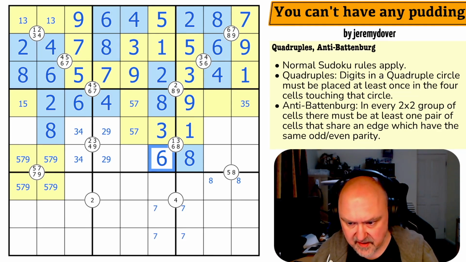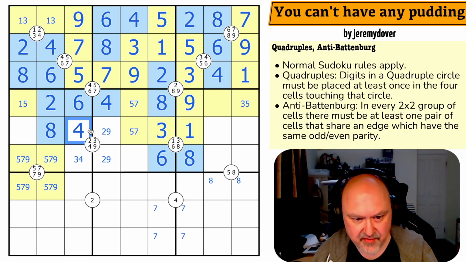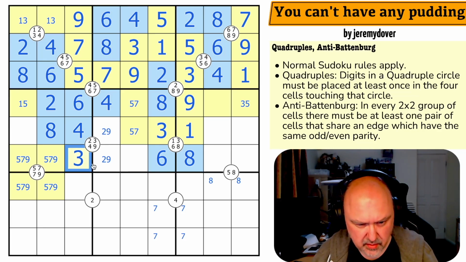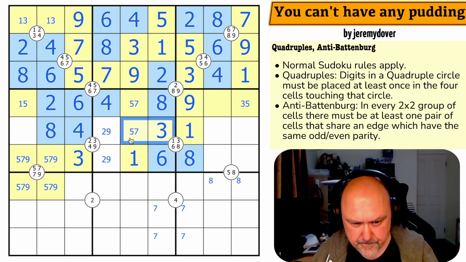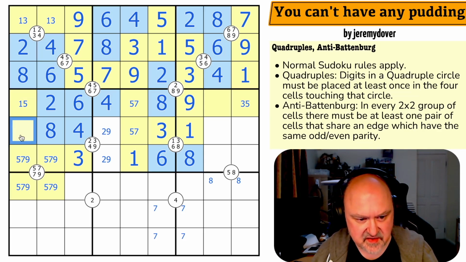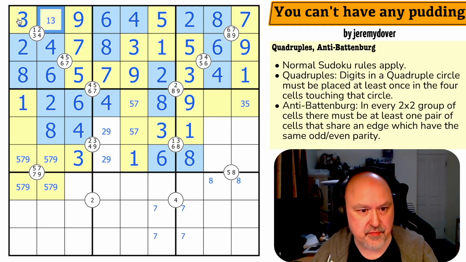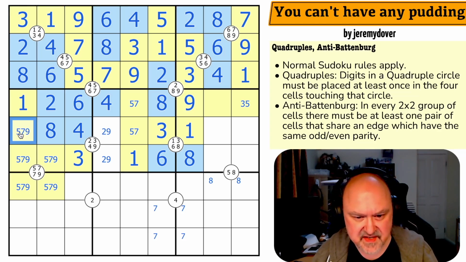So we have odd and even. The 3 makes that the 4 and that the 3. So that becomes even and odd. Not seeing a Battenburg forming here, but I know what that digit is. That's the 1, which is odd. This is the odd digit that is missing. So this is 1, 5, 7, or 9. It's not 1. So this is the 1 in the box, which makes that the 3 and that the 1. This is 5, 7, or 9.